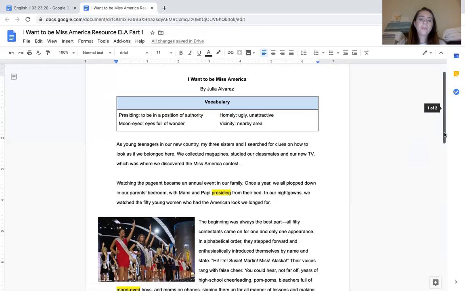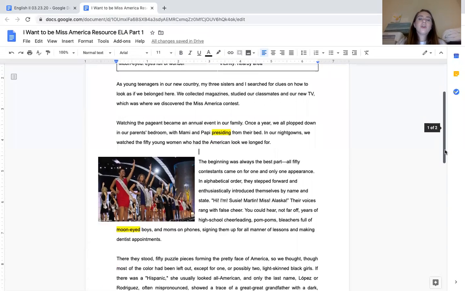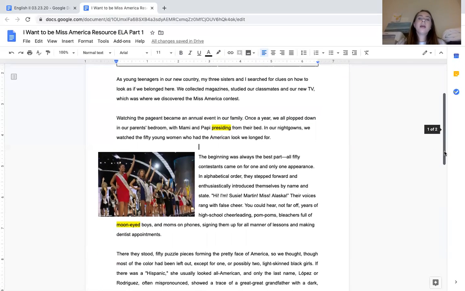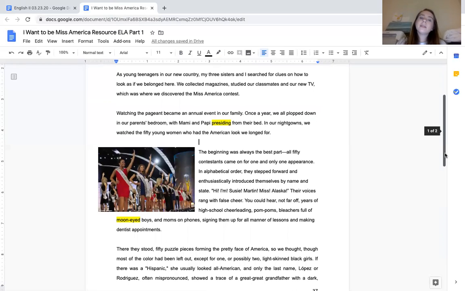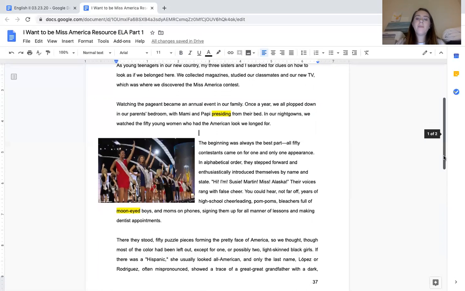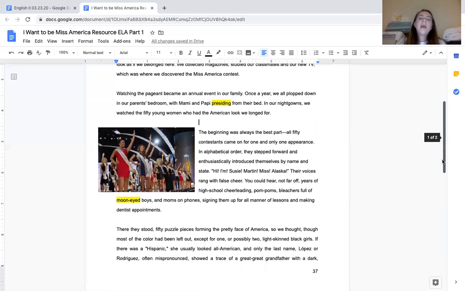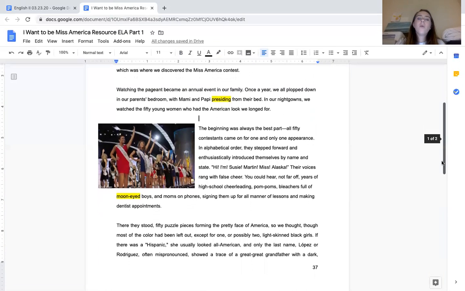Starting at the top. As young teenagers in our new country, my three sisters and I searched for clues on how to look as if we belonged here. We collected magazines, studied our classmates and our new TV, which was where we discovered the Miss America contest. Watching the pageant became an annual event in our family. Once a year, we all plopped down in our parents' bedroom, with Mommy and Poppy presiding from their bed. In our nightgowns, we watched the 50 young women who had the American look we longed for.